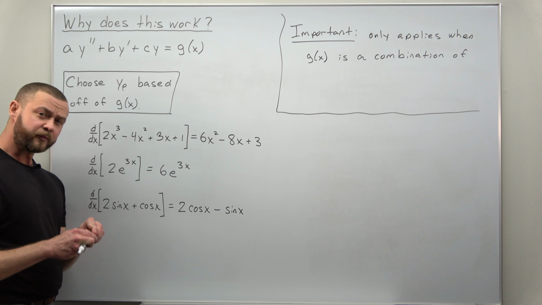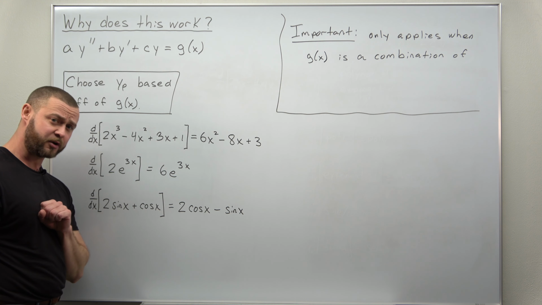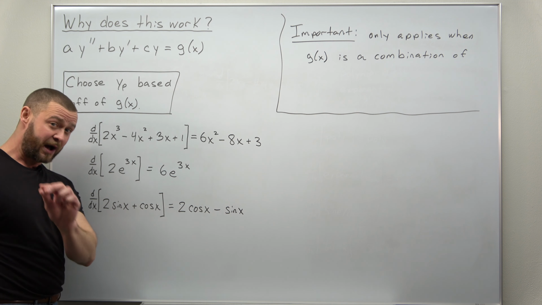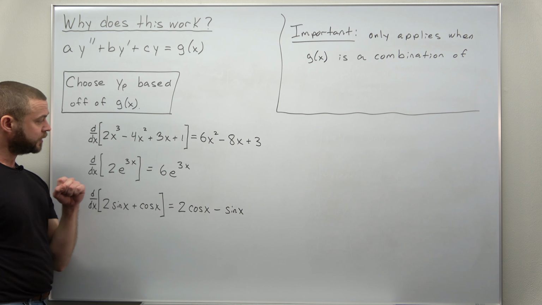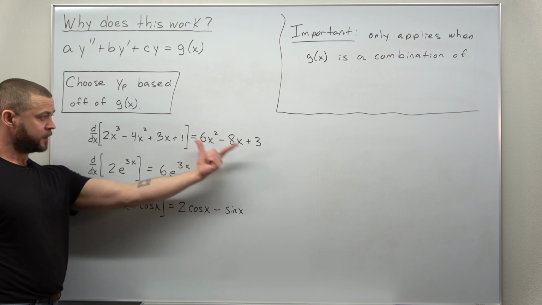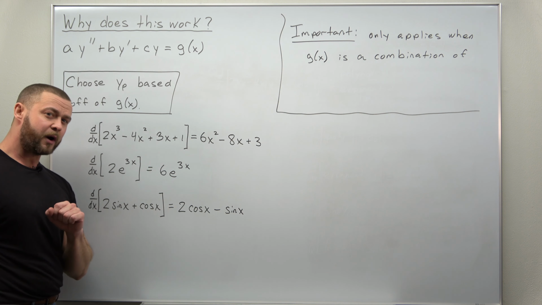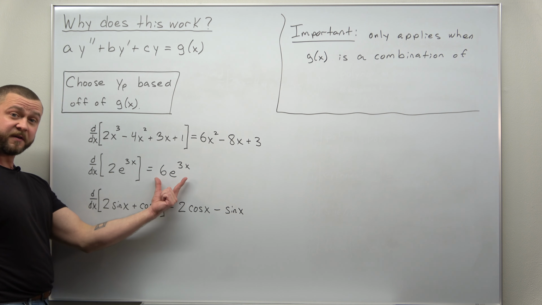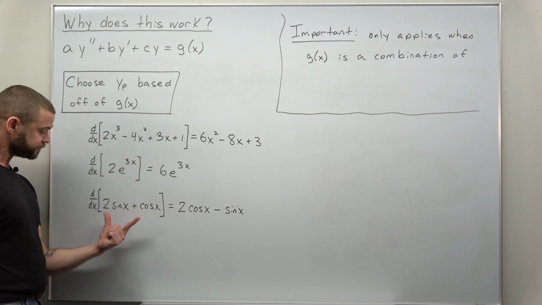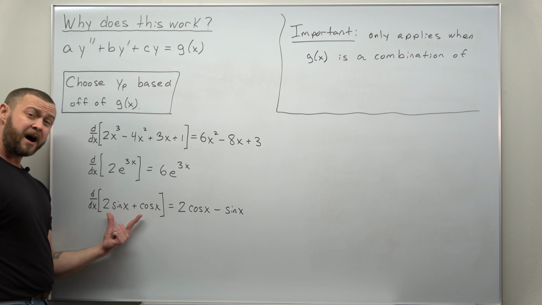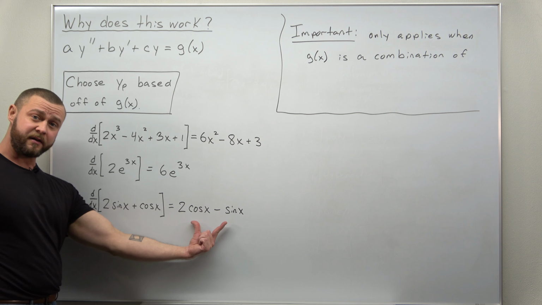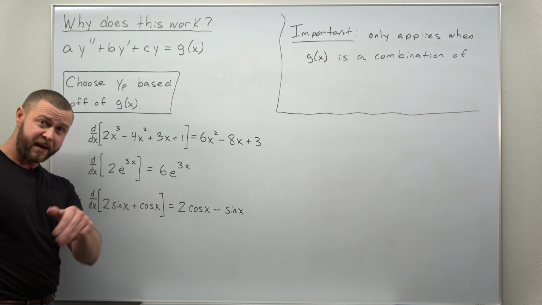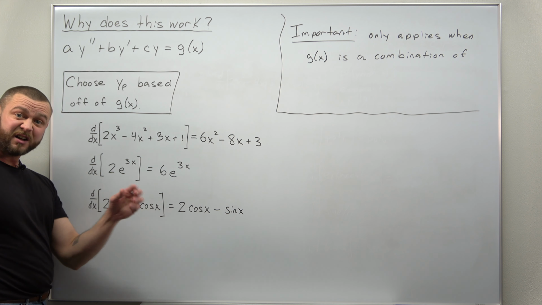Now, to address why the method of undetermined coefficients works, in other words, why choosing yp based off of g of x works, let's generalize this. Here we have a polynomial, and the derivative is also a polynomial. Here we have an exponential function. The derivative is another exponential function. In the third example, we have a combination of sine and cosine, and the derivative is a combination of sine and cosine.